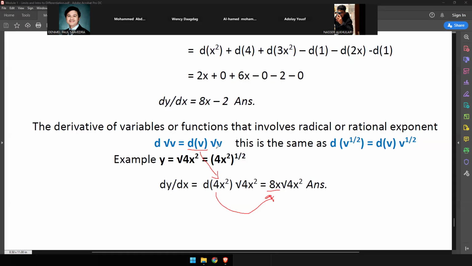And then whatever your square root of v, just copy it as it is, no changes. Which is now this one. So are we clear? We only derive the one that is inside, and then we copy that one, square root of 4x squared, beside it. So that is already the final answer. Once you see something like this, we derive whatever is the one that is inside, and then we copy this one and then place it beside.